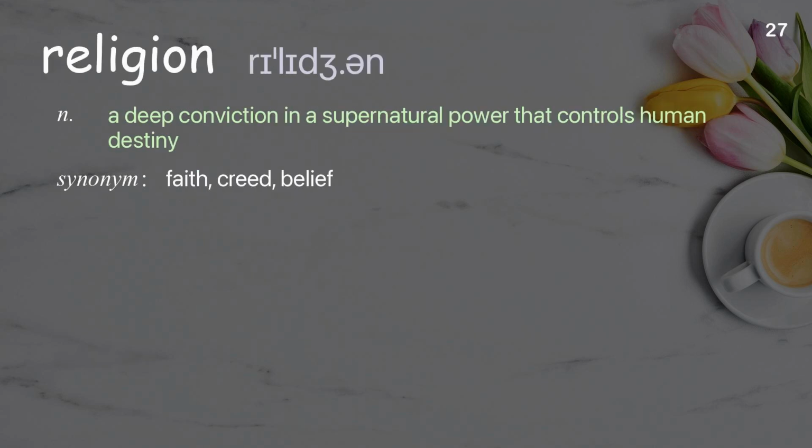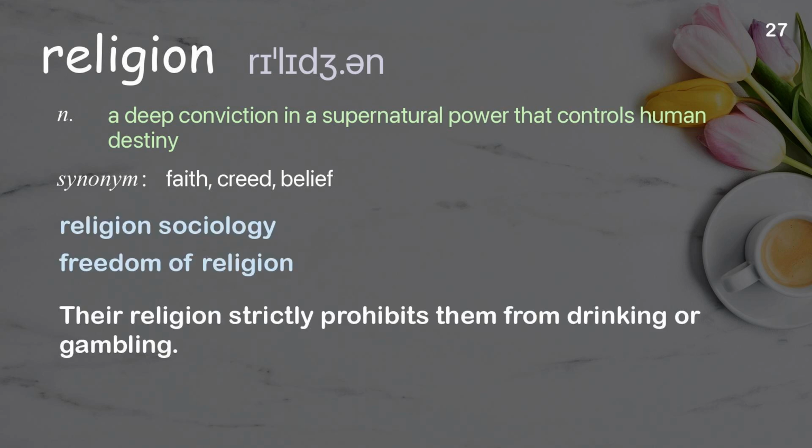Religion. A deep conviction in a supernatural power that controls human destiny. Examples: Religion sociology. Freedom of religion. Their religion strictly prohibits them from drinking or gambling.